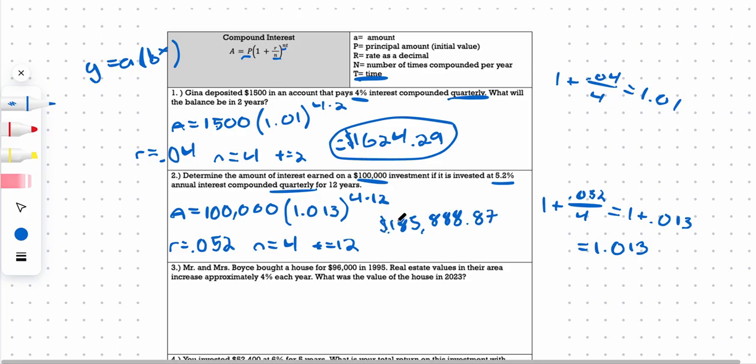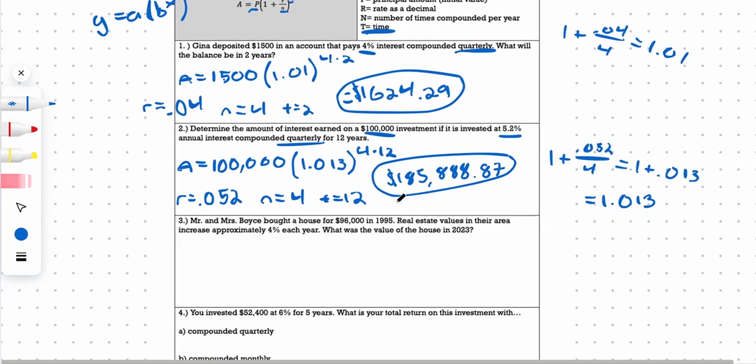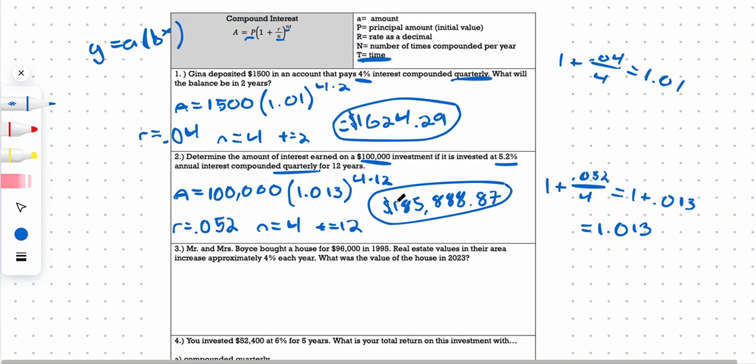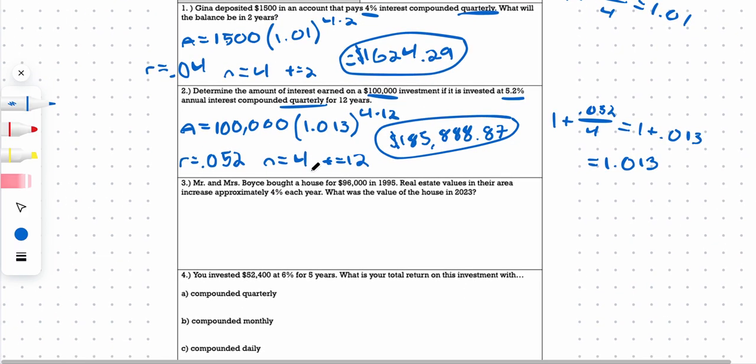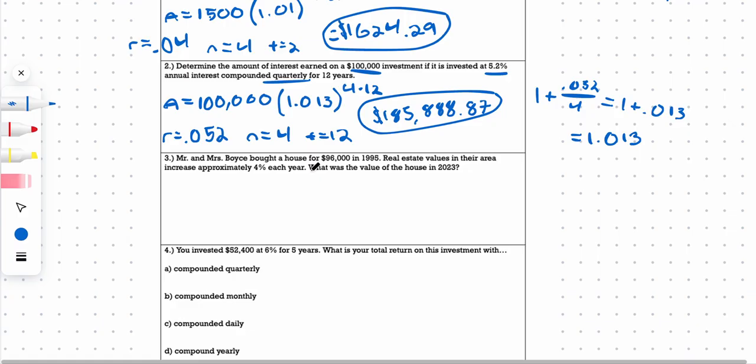Okay. Hopefully you're starting to get a hang of this, or at least sort of understand what we're doing here and how we're using R and N. We're slowly building. We went from this basic form and we're slowly getting more and more complex and applying it to real world scenarios, because this is important when you get a bank account and a Roth IRA and stuff like that.